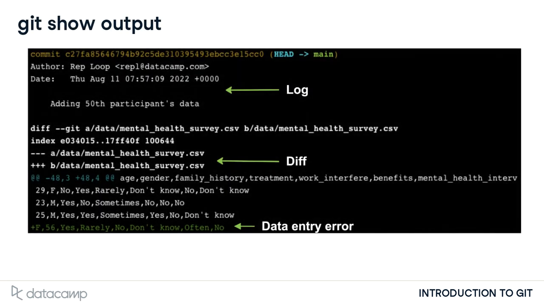The output displays the log entry for that commit at the top, followed by a diff output showing changes between the file in that commit and the current version in the repo. In the following video, we'll discuss diffs and how to interpret them. At the bottom, the added line appears to have data in the wrong order, with gender in the first column instead of the second. This looks like the source of the issue. Time to practice.